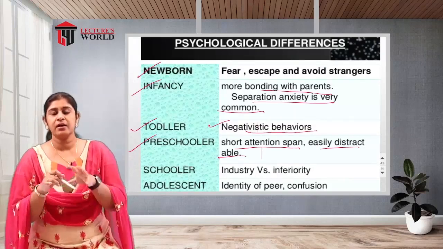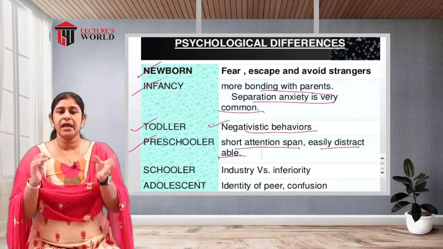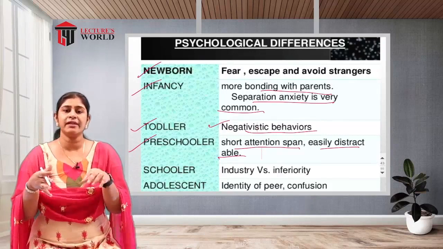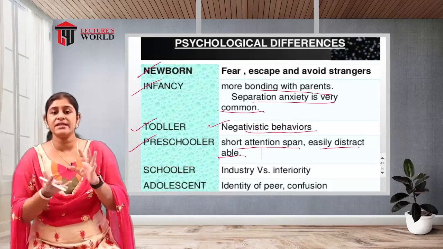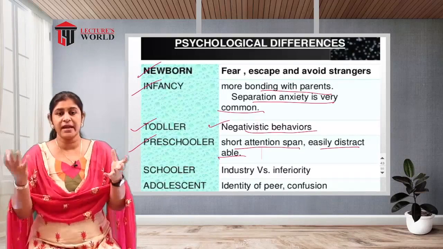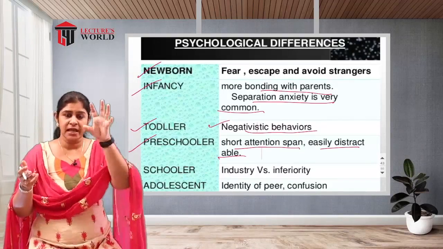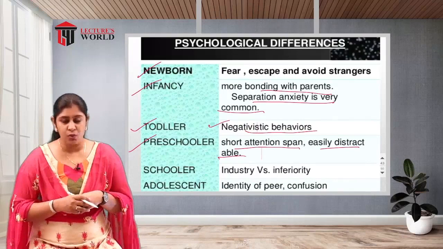If by chance they are studying, and any friend calls them, they just leave their study and go and meet their friends. So that is called distractibility. That is called their psychological impact at that age. That we call the preschooler time.